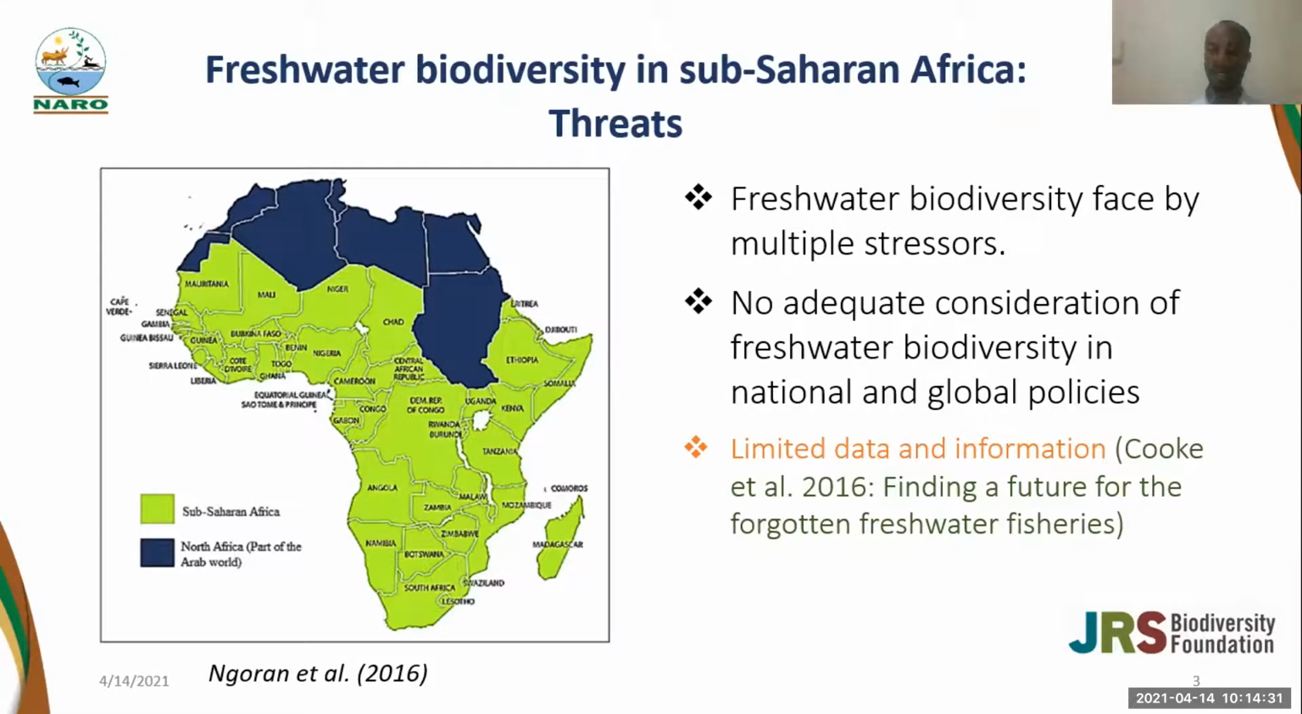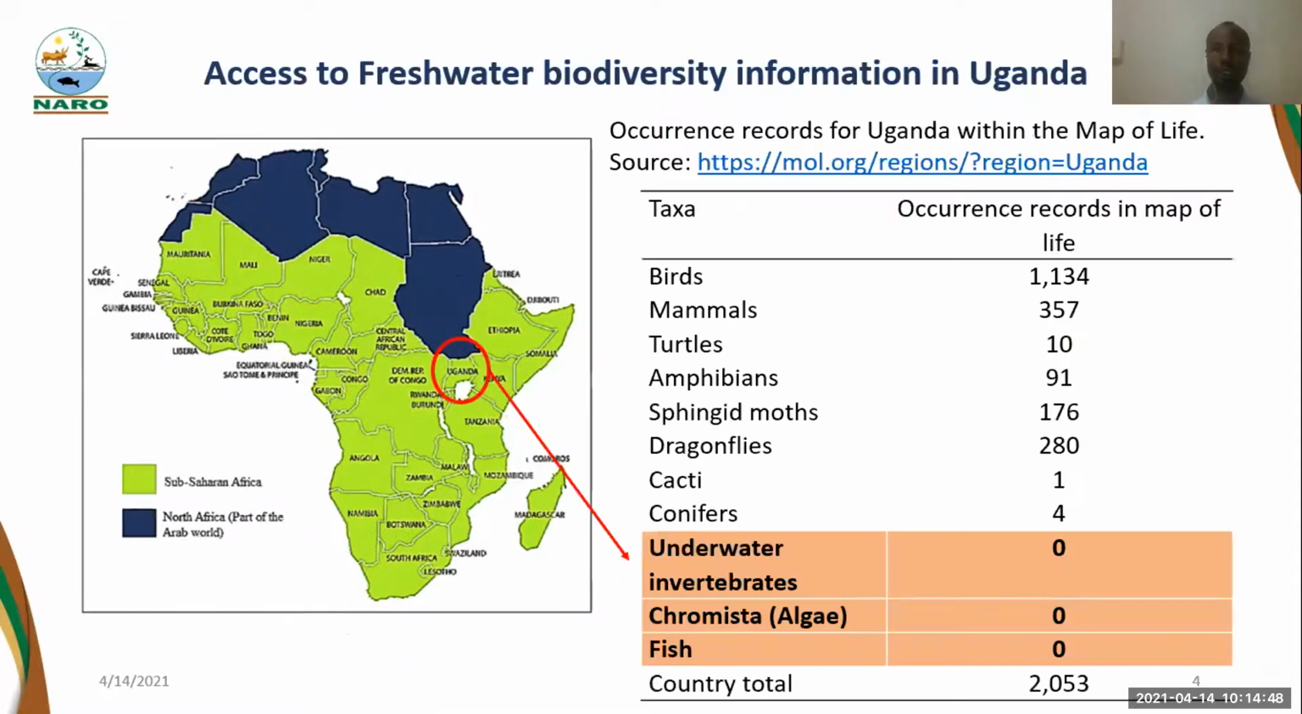And some scientists now believe that this situation is partly due to lack of reliable data, and hence the limited awareness by the public and decision makers. Now, just to make this point clear about lack of data and access, let's look at freshwater biodiversity access in Uganda, especially before our intervention in 2017.